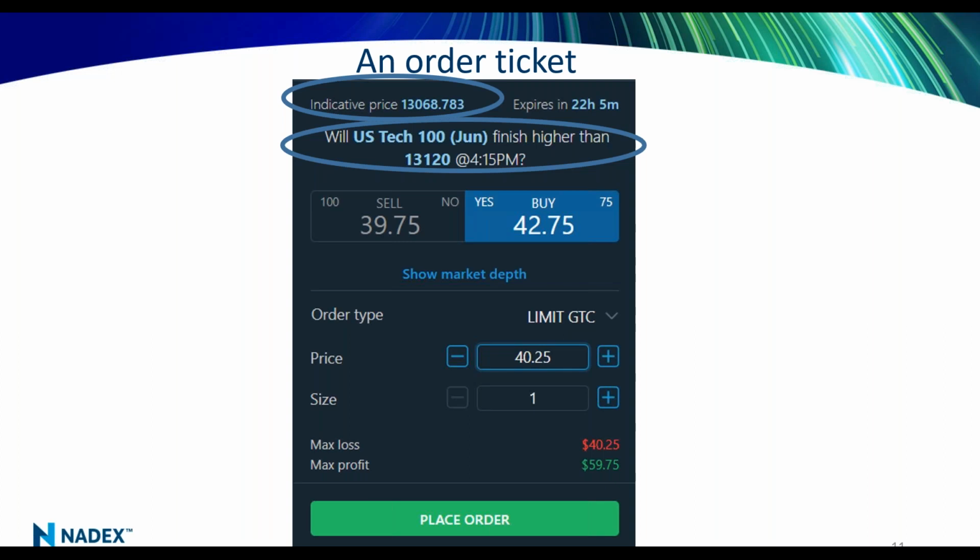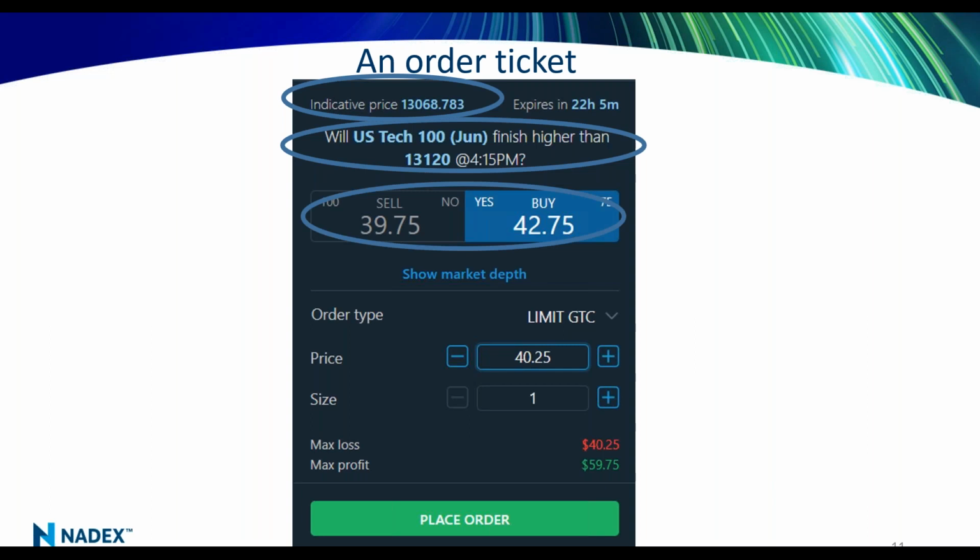And this is what all of our binary options are going to look like. Will the US Tech 100, will oil, will gold, will the Euro US dollar? So here, will the US Tech 100 finish higher than 13,120 at 4:15 p.m.? And in the upper right-hand corner, you can see it expires in 22 hours and 5 minutes. Now, on the order ticket itself, you're going to see a bid and an ask.